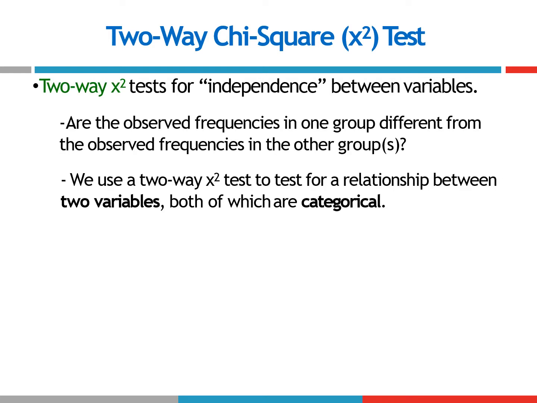With a two-way chi-square test, essentially what we're looking for is the degree of independence between two different variables. The question we're asking is, are the observed frequencies or percentages in one group different from the observed frequencies or percentages in other groups? We can use a two-way chi-square test to look at the potential relationship between two variables, both of which are categorical.